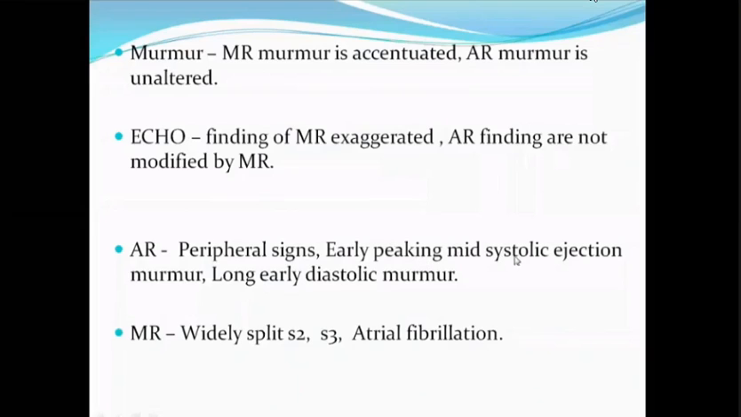And if we have considered how to differentiate which lesion is prominent, then if the patient has peripheral signs of AR, early peaking mid systolic ejection murmur, and long early diastolic murmur, then this type of patient has AR more predominant over mitral regurgitation. And if the patient has wide split second heart sound, presence of third heart sound, or atrial fibrillation, which suggests mitral regurgitation is more predominant over the aortic regurgitation.